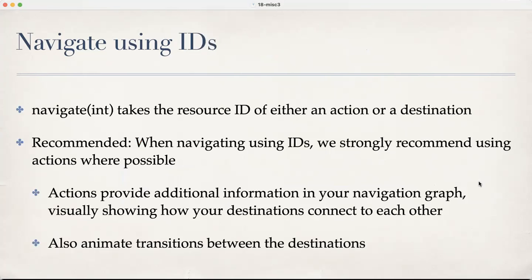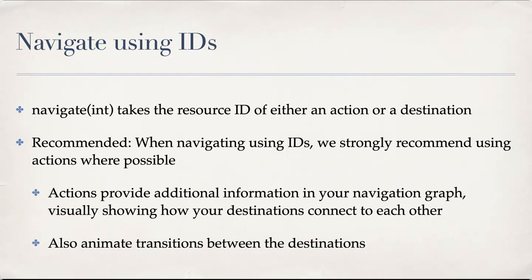Okay, the second best recommended way is using the IDs. So you can use this navigate int method, which can take IDs of the action or destination. But it is recommended that you use the action IDs whenever possible, because actions can provide additional information, including animations, and they also visually show you where you are going or how you are going. And using the actions keeps your navigations consistent with the navigation graph.